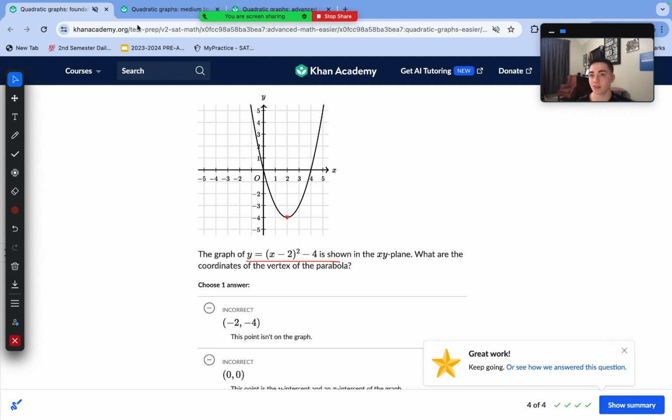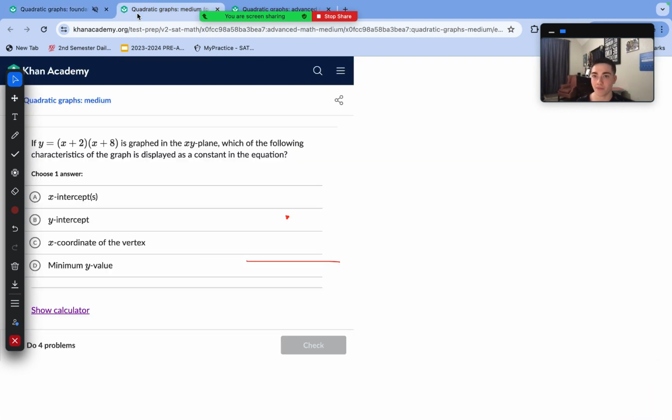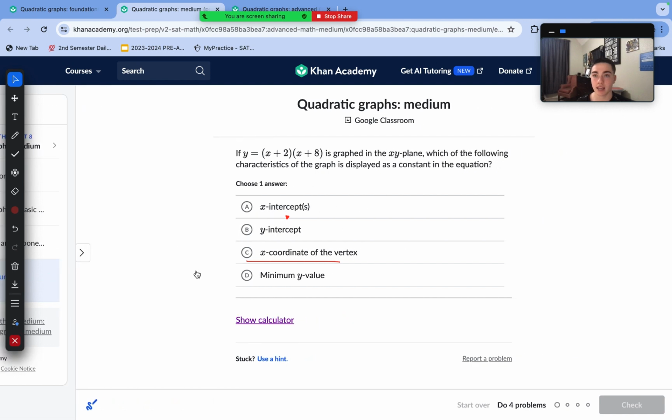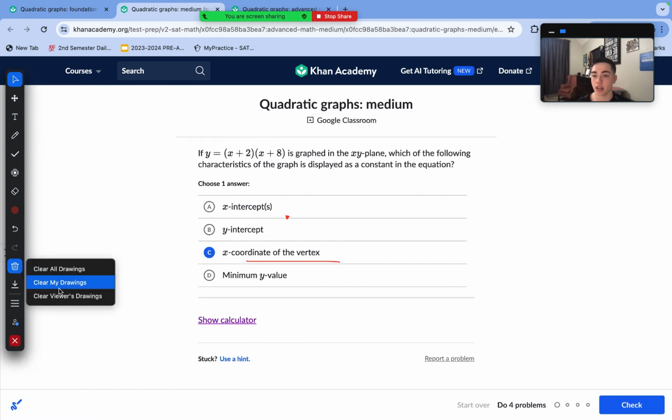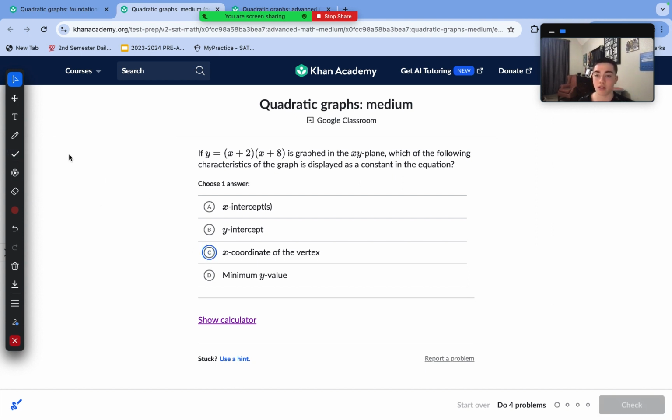Onto our medium difficulty level. We are given yet again a quadratic equation in factored format. And in this factored format, which of the characteristics is displayed as a constant? Well, the x-intercepts are displayed as a constant here. They could be both -2 and -8.